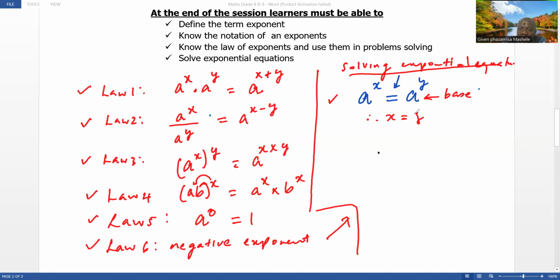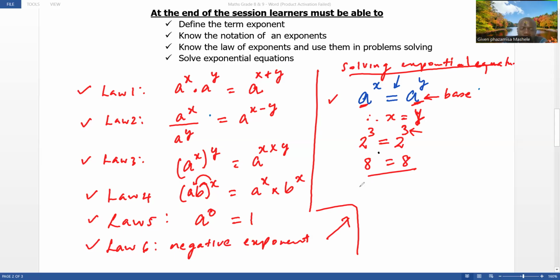X and y are actually equal. Why? Because look at this. If we say 2 to the exponent of 3, and here I put 2 to the exponent of this number. Which number can I put here so that it is the same? Obviously, it should be 3. Because 2 to the exponent of 3 is 8, and 2 to the exponent of 3 is 8. So according to this, as long as the bases are the same, when we're equating, it means the exponents are the same.